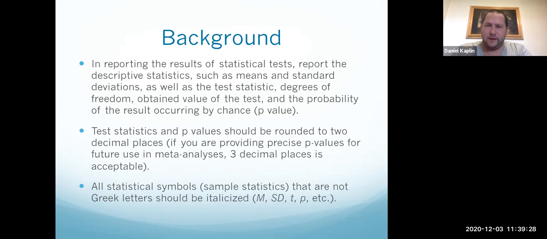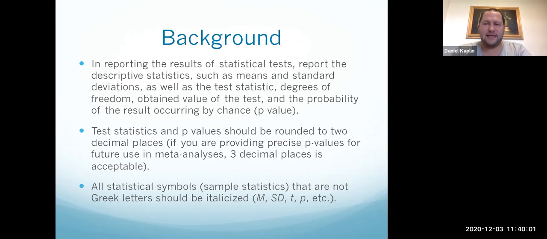Now, whenever reporting a statistical test, you have to report the descriptive statistics. Examples of descriptive statistics are means and standard deviation, if you have interval or ratio data. If you have nominal or ordinal data, frequency and percents. But inferential statistics, you're going to always want to report the degrees of freedom, the obtained test value, and the probability of getting that outcome, also known as the p-value.